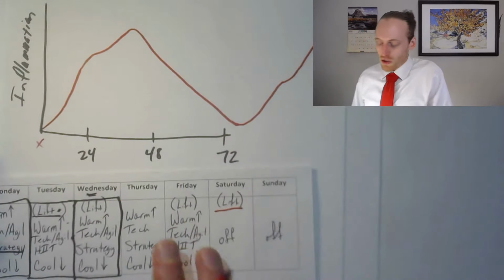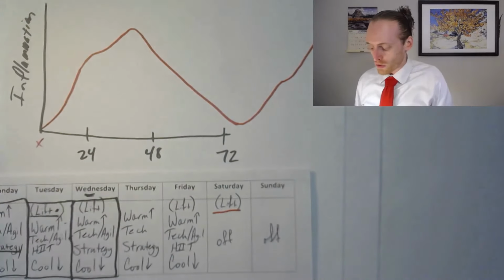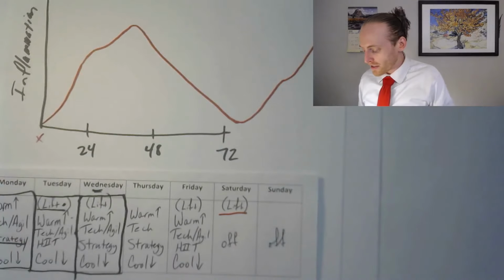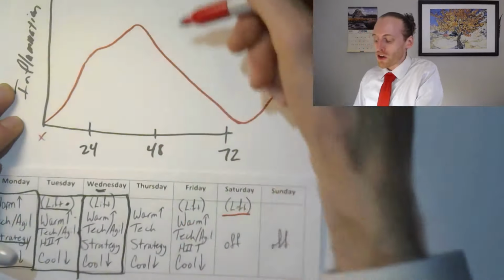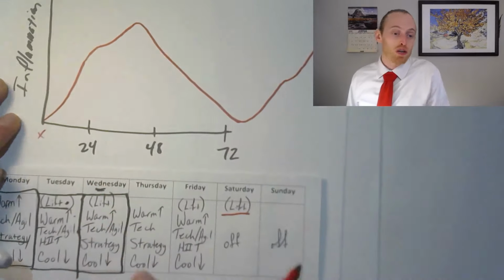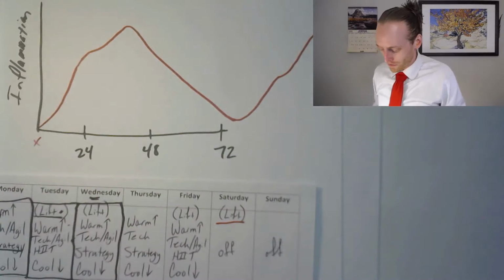So what you want in your week is two high inflammation spikes with recovery, because the recovery is when you're going to get better, and then you need to recover so you can go hard again. If you keep going hard every single day, eventually you're going to burn out. So you can't keep going hard every single day. You need that inflammation to come back down.